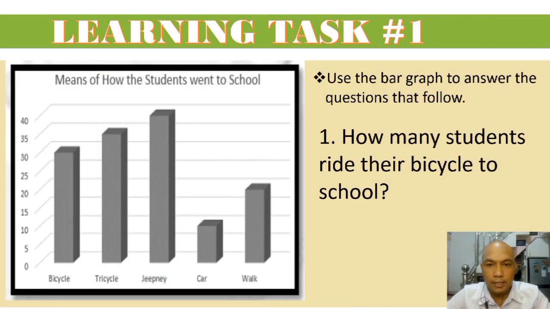Okay, so punta na tayo ngayon kay learning task number 1. So use the bar graph to answer the questions that follow. For number 1, how many students ride in their bicycle to the school? Ito yung sa bicycle natin. So mapapansin hindi sakto, no? So hati-hatiin natin. About 25, 26, okay, 27, 28, okay, 29, 30. Okay, so meron tayong 29 students.